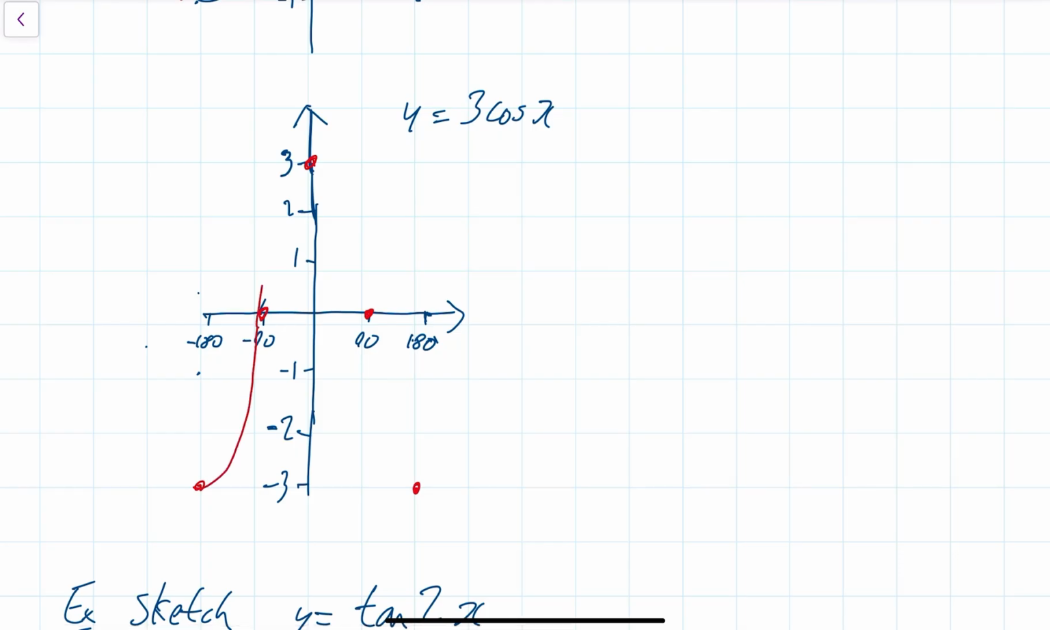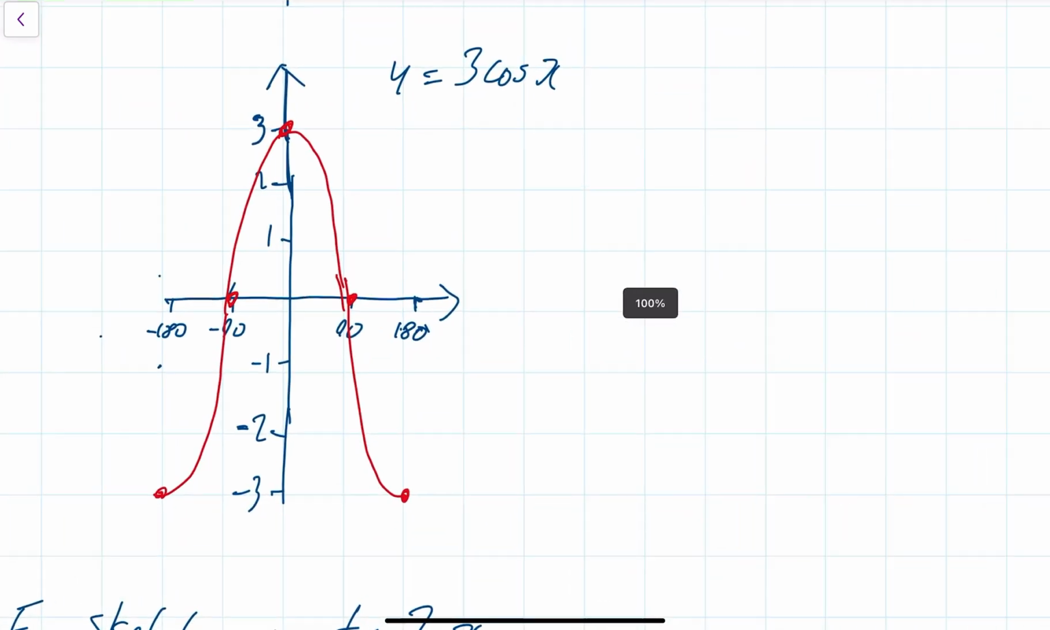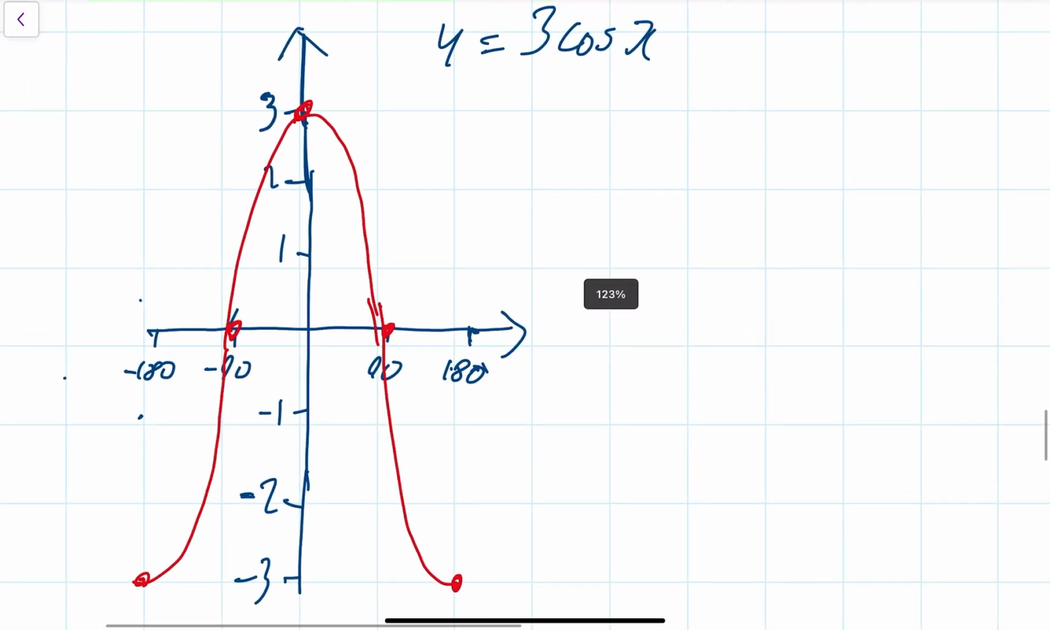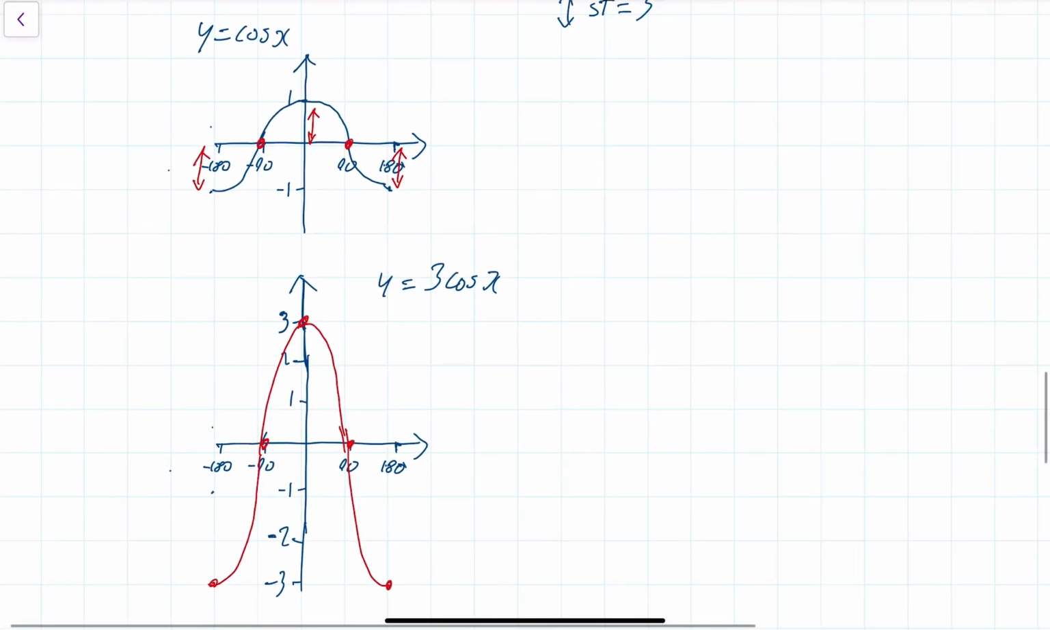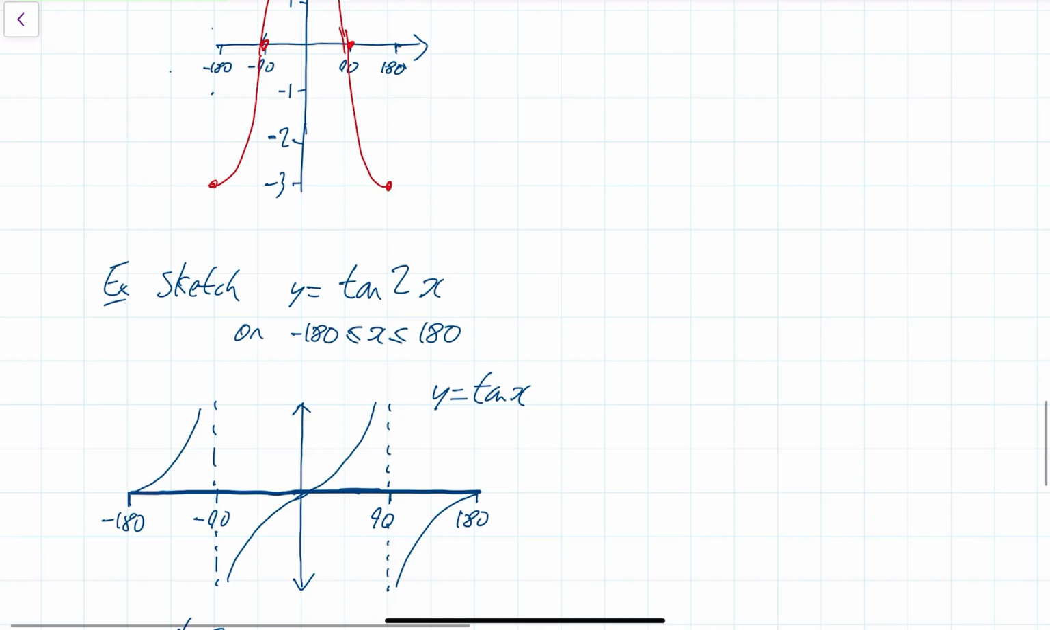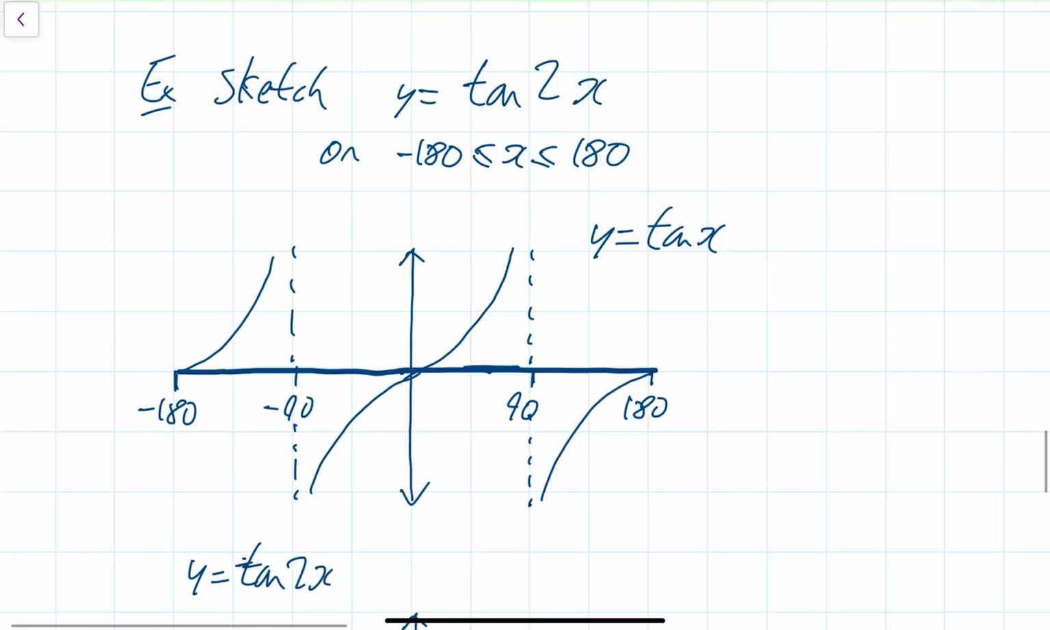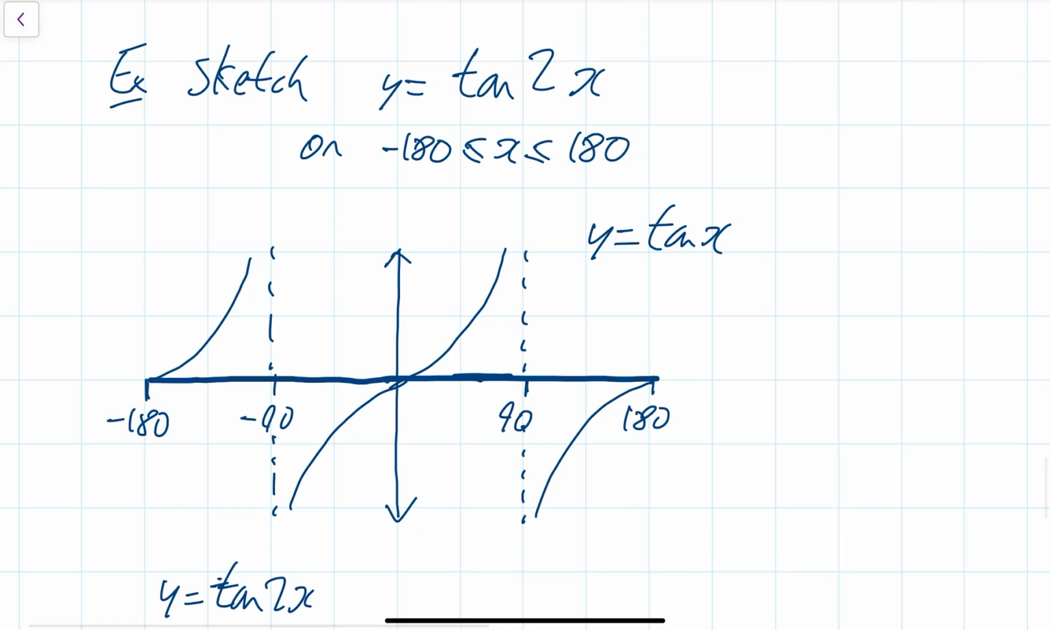And you will see there we have y equals 3 cos x. So there it is, drawn out. I would just repeat in that fashion. So there's the two compared to each other, y equals cos x and y equals 3 cos x. Okay, tricky one now. Last one says sketch y equals tan of 2x.